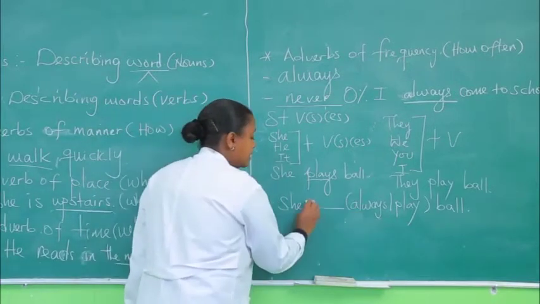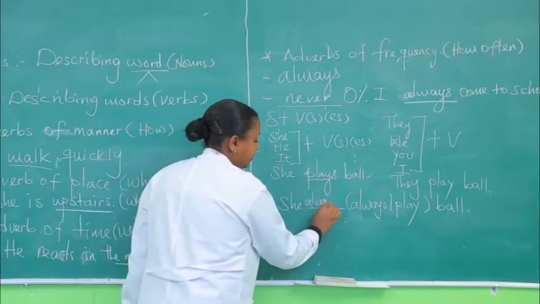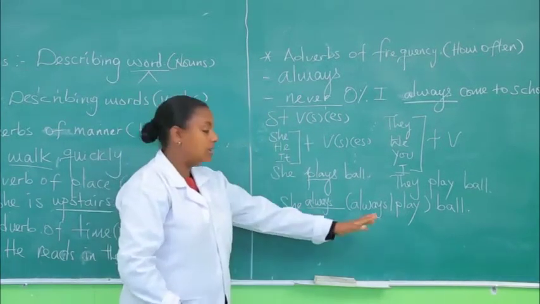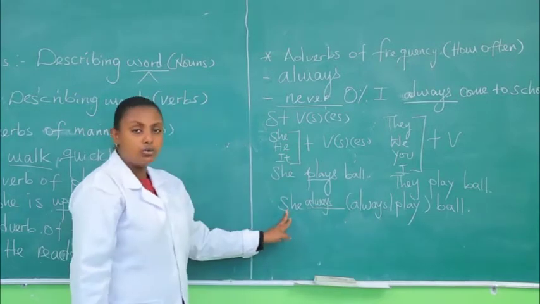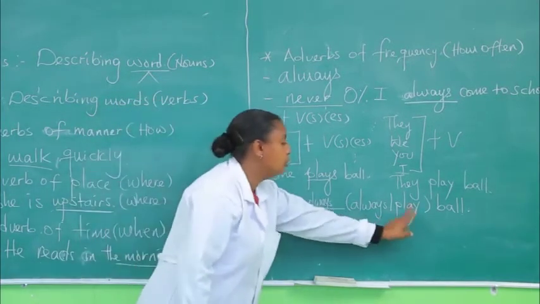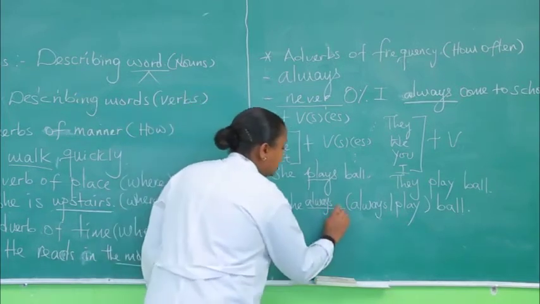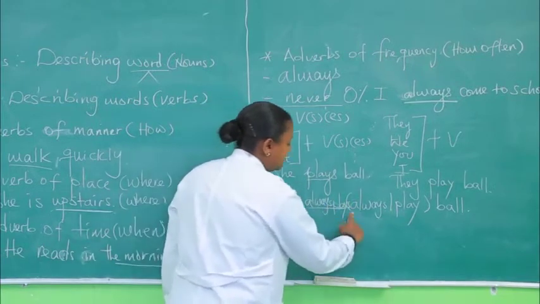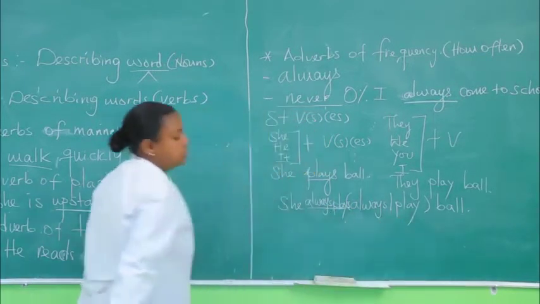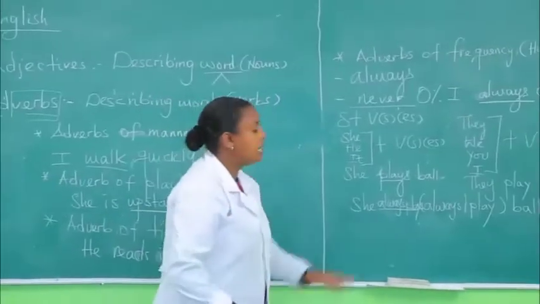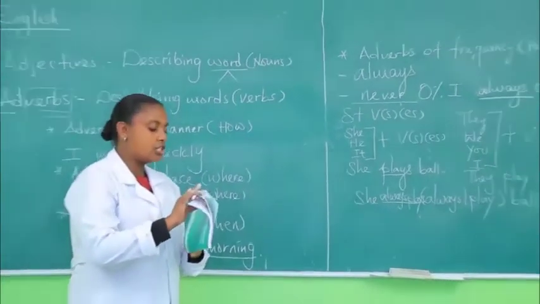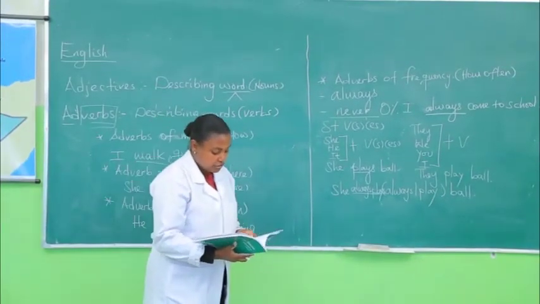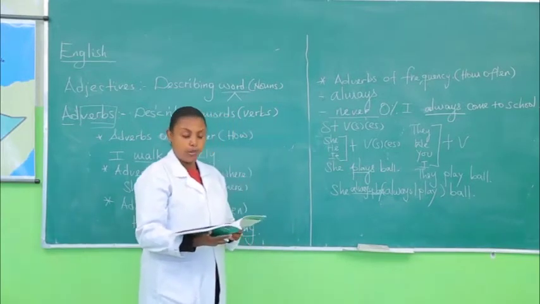She always, play or plays? Of course, we have a singular subject. So what are we going to do? We will add s to the verb. Plays. She always plays ball. So you are going to fill the blank this way. The same kind of questions on page 80 of your books is there. Let us at least do some of them and you will finish it by yourself.